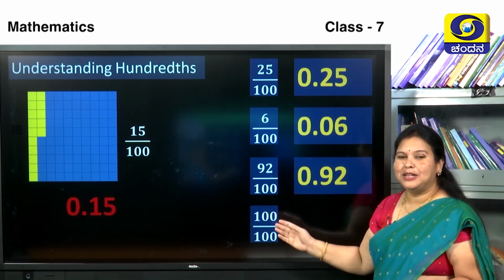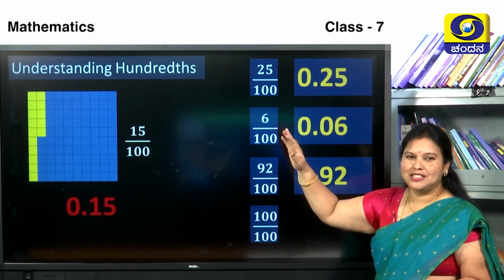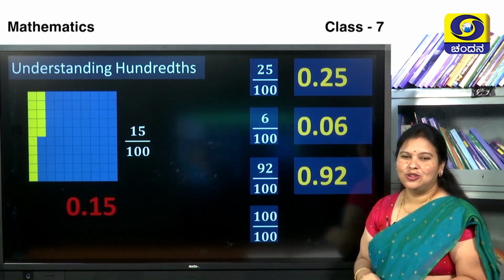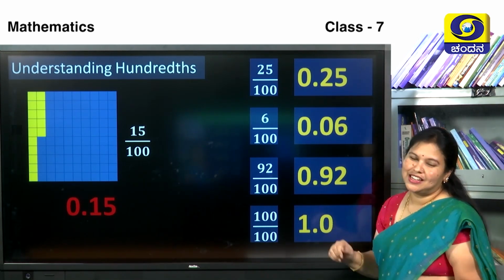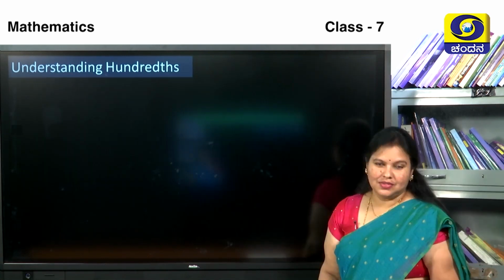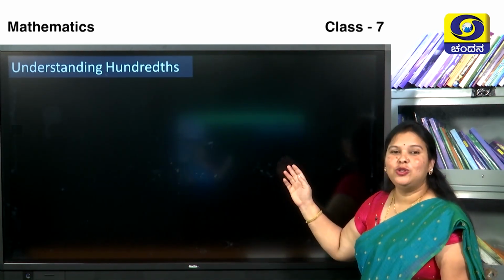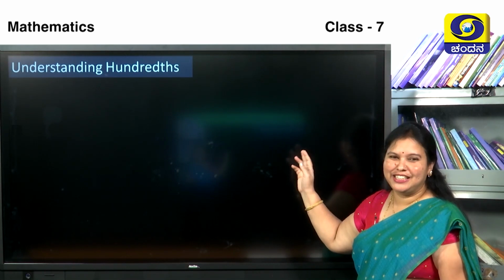It is 100 by 100, means all the 100 parts are shaded out of 100. So, 100 ones are 100. That means we got 1 as the answer, and it is a whole number. From this we can understand how to write decimal forms in hundredth place.